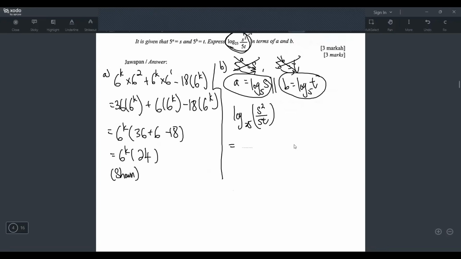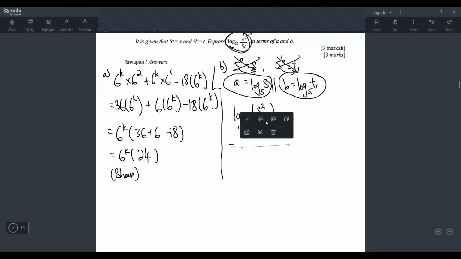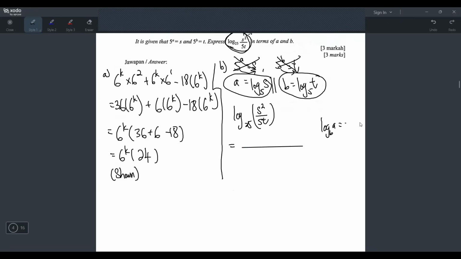Do you know how to change base? Okay, wait. The formula to change base: let's say you have log A base B, and you want to change to log base C. Then you just do like this. Log A write on top, log B write at the bottom, and then the base you want to change to, just write on top and bottom, right? So this is the formula. Let's apply this. I want to change to base 5, so it will be log base 5, log base 5. And then the log number, S squared over 5T, I write on top. And the log base 25, I write at the bottom. This is the formula to change base.